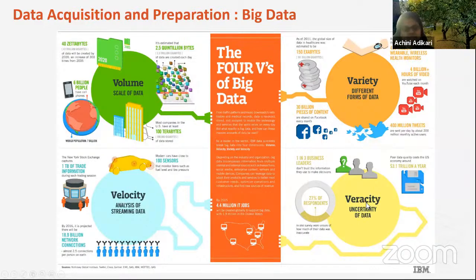And veracity. Veracity is the uncertainty of data. We have to be sure about our data. Although we may collect, say, millions of data points, how accurate are they, right? That's the main concern when using big data. We have to see how valid our data set is as well. So these are the properties of big data. Just for your knowledge, it's good to know about these properties.